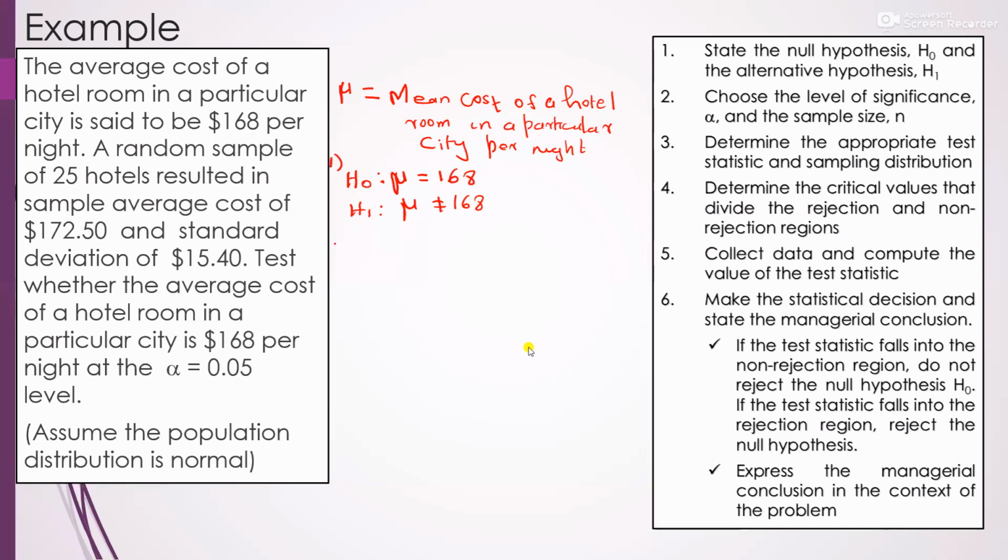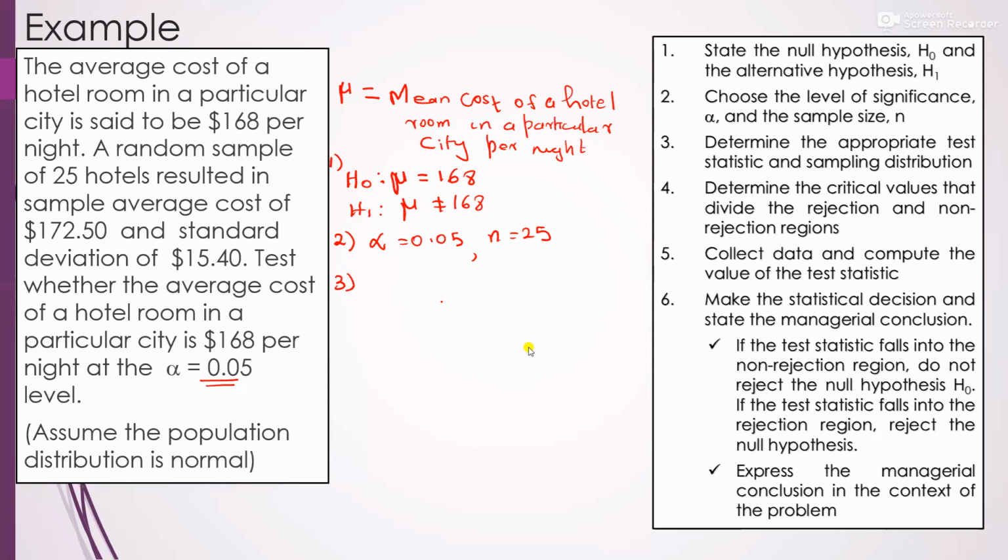Then step 2. Choose the level of significance and sample size. Level 0.05. Alpha is equal to 0.05. And then sample size is 25. N is equal to 25. Step 3.